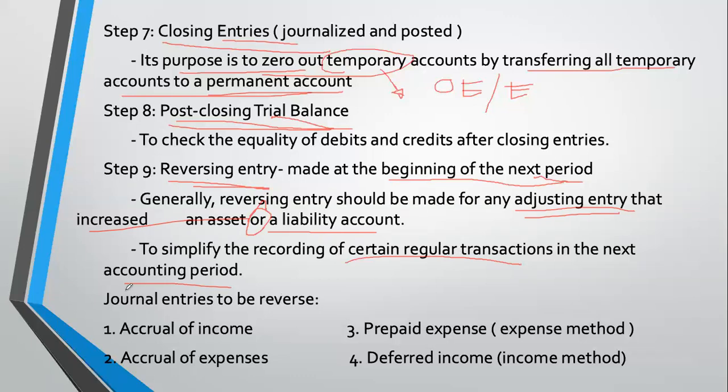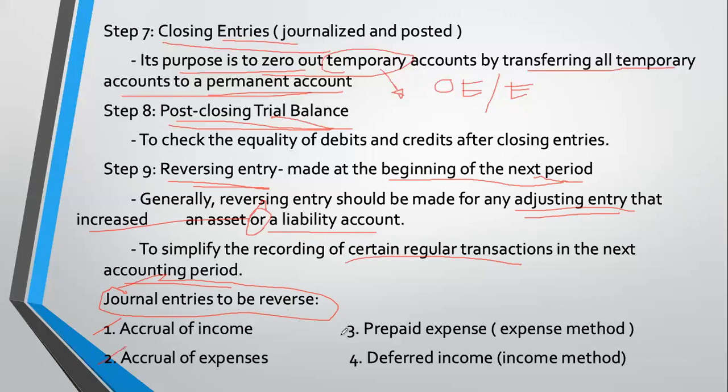So basically, these are the adjusting entries we need to reverse. These are the adjusting journal entries to be reversed. First, you have accrual of income. If it is accrued income adjustment, we reverse it. It needs to be reversed; it is subject for reversal. If we have accrued expenses, it is also subject for reversal.